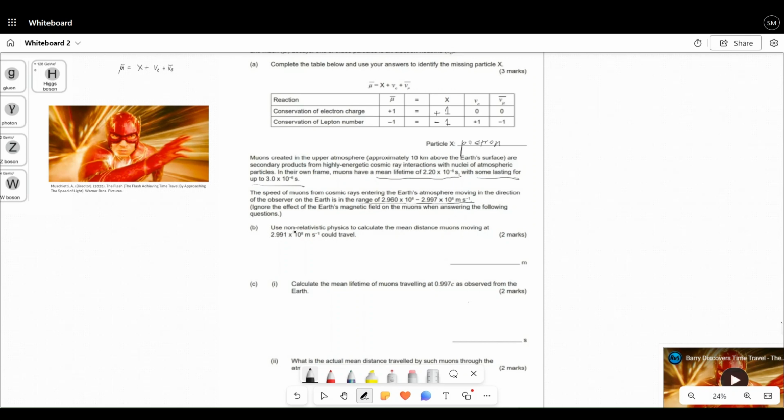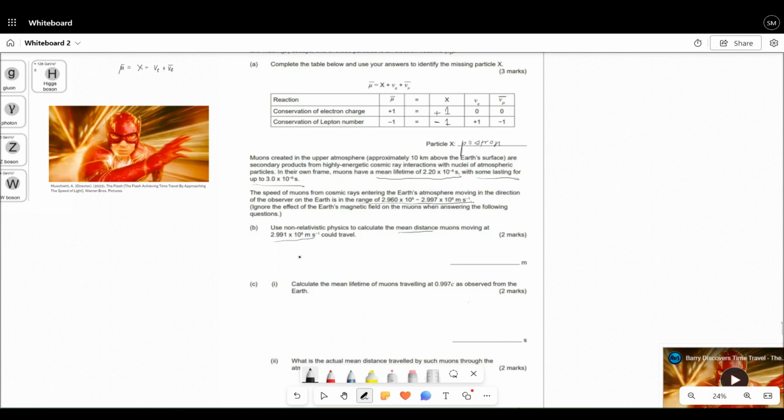Okay, so use non-relativistic physics to calculate the mean distance muons moving at 2.991 times 10 to the 8 meters per second could drop. So we're given a speed here. Don't worry about these speeds for this question, because we're given a speed, right? But we're asked to find the mean distance. So which one of these would we use? The mean lifetime, right? Very simple.